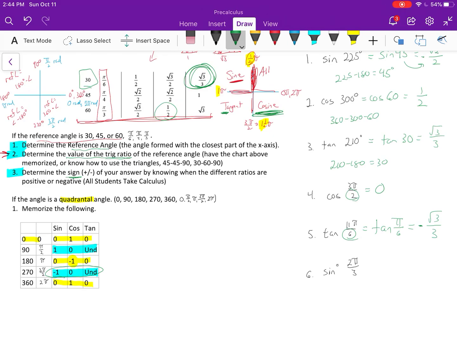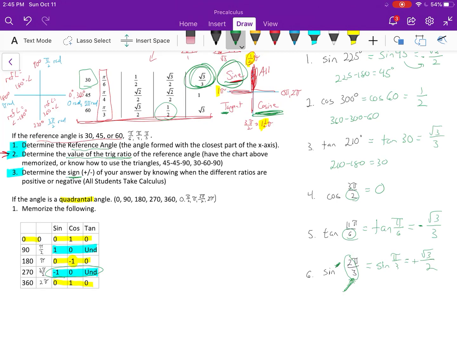And finally, sine of 2 pi over 3. Well, the reference angle is just pi over 3, because we just look at the fraction. This is 3, so sine of pi over 3. Sine of pi over 3 is root 3 over 2. And then thinking 2 pi over 3, that's a fraction that's between 1/2 and 1. So that means it's in the second quadrant, and sine is positive in the second quadrant. So this is positive. And there is our answer.